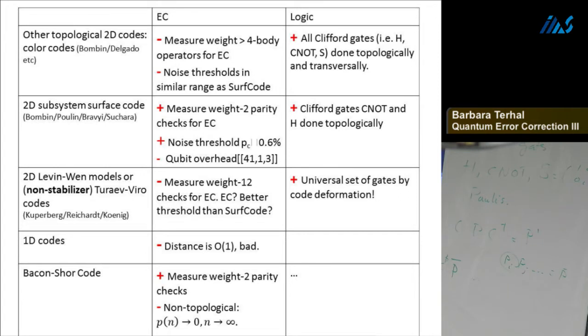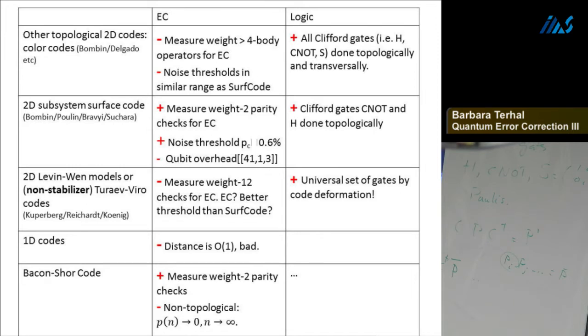Okay, so these are all two-dimensional codes. One can also say, well, what about one-dimensional codes where qubits lie on a line? There you can prove that for stabilizer codes the distance is of order 1. So that's not very useful.